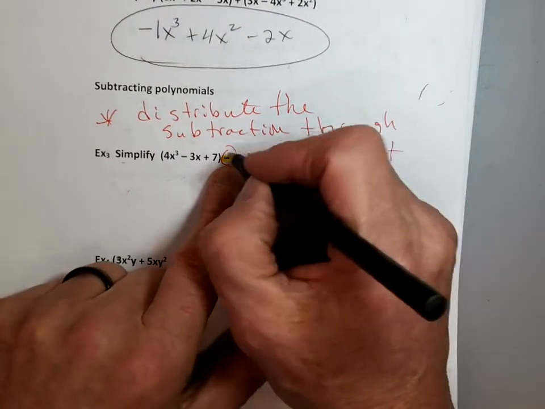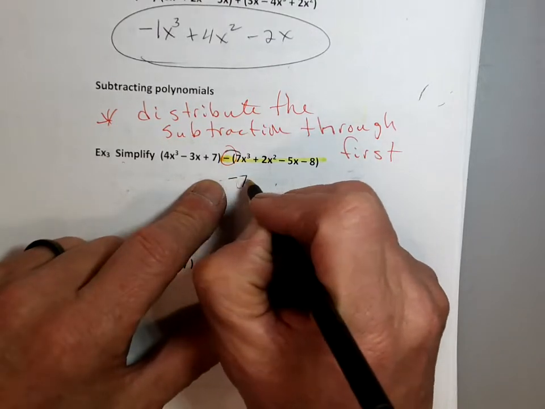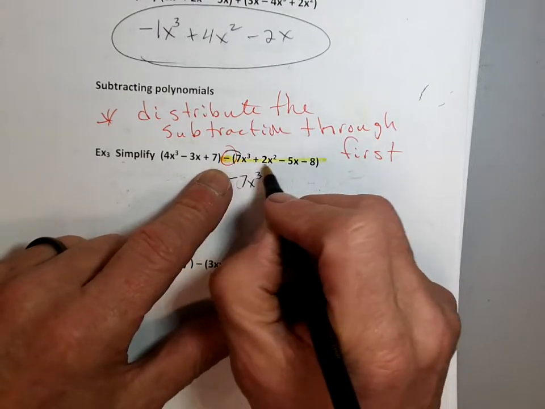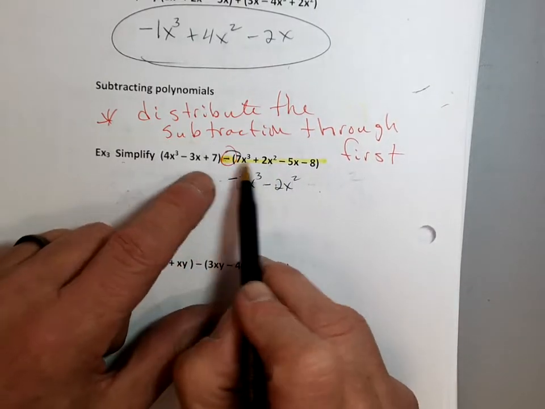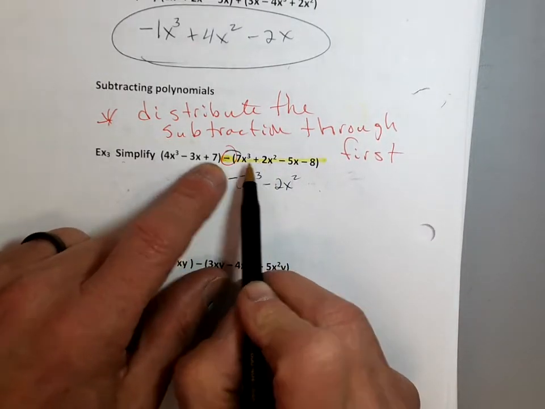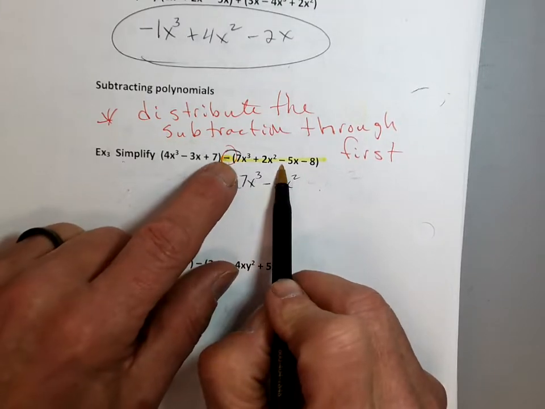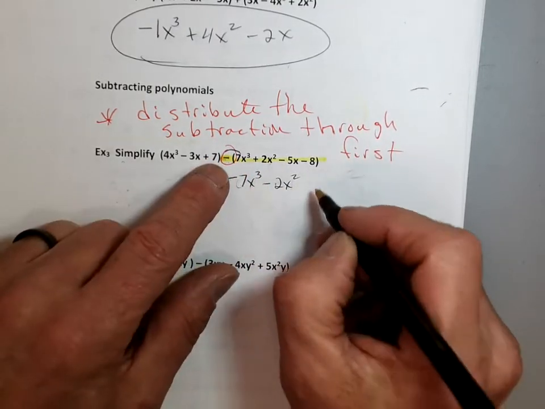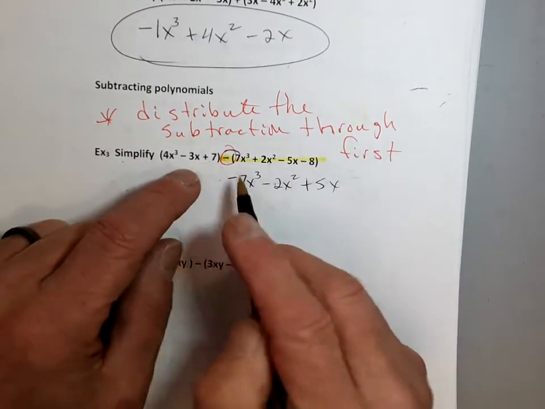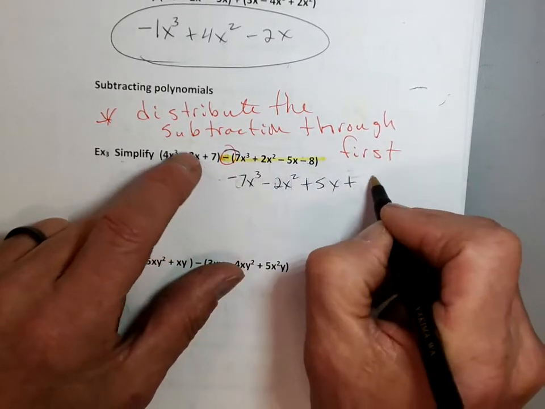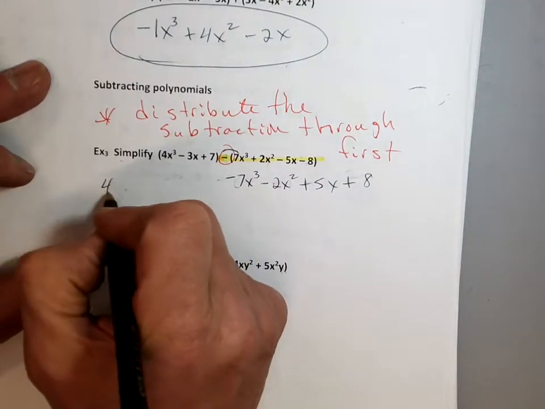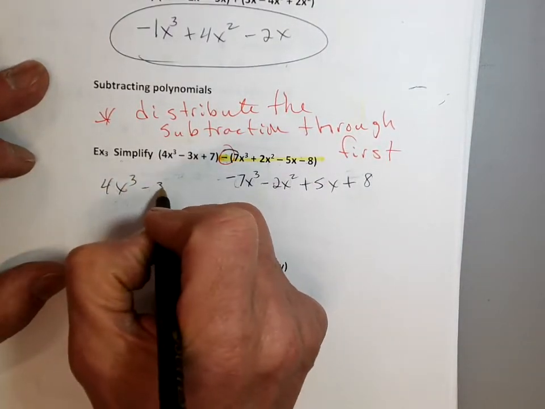Now, I'm going to get a negative 7x cubed. I'm going to get a negative 2x squared. You see what I'm going to get? My negative goes to my 2x squared, makes it negative. Now, this negative goes to this negative. A negative to a negative makes a positive 5x. This negative goes to this negative, which makes it a positive 8. Okay, now let's rewrite what I have. I've got a 4x cubed minus 3x plus 7.